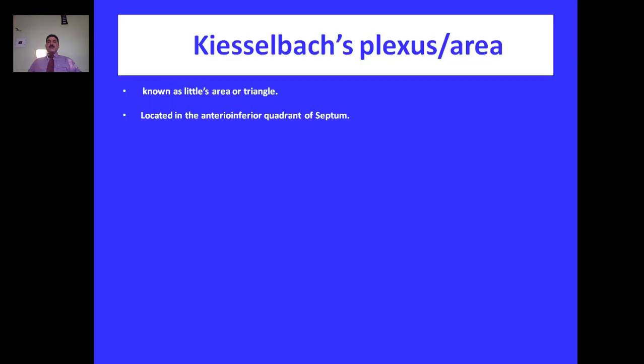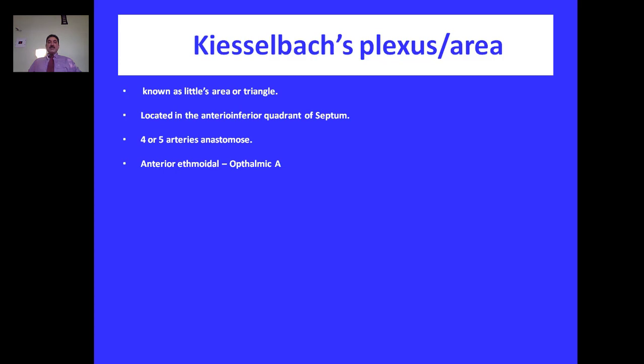What is this Kiesselbach's plexus or Kiesselbach's area? It's also known as Little's area or triangle. It is located in the anterior inferior quadrant of the septum. Four or five arteries anastomose there. These arteries are the terminal branches of the internal and external carotid arteries. As already said: anterior ethmoidal, posterior ethmoidal, septal branch of superior labial, greater palatine, and sphenopalatine.